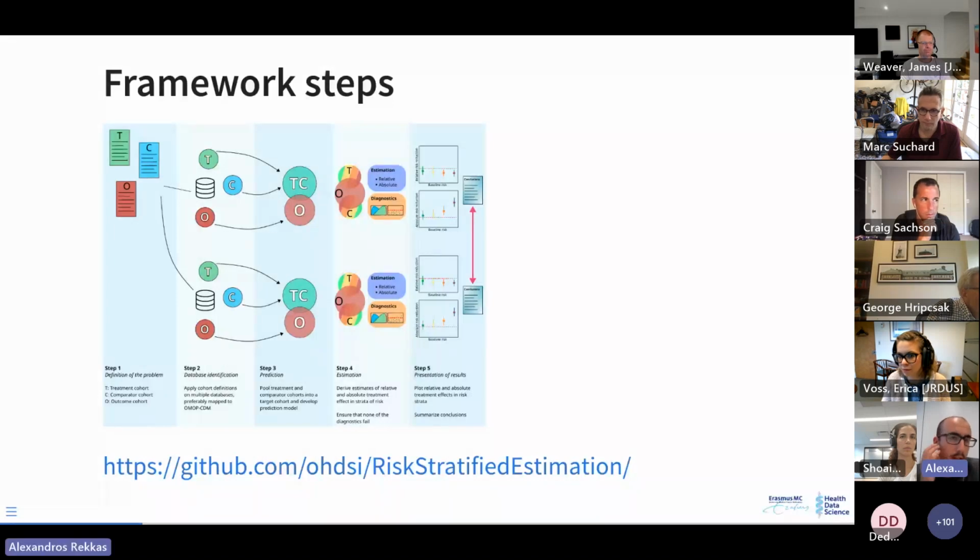In the third step, we develop prediction models for the outcomes that we're interested in. And we do so by pooling the treatment and comparator cohorts into a target cohort, and then we develop a prediction model.